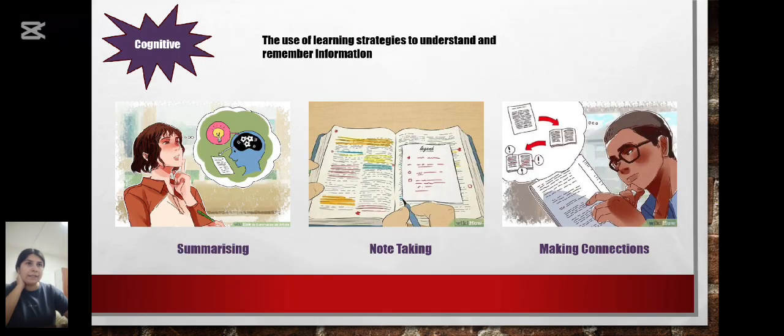The first one is cognitive strategies. It is the use of learning strategies to understand and remember information. How can we understand and remember this information? Here, by summarizing, taking notes, and making connections. When we learn something, we can summarize it and then use the summarization. We can take notes to understand this topic, and also we can make connections with our prior information.